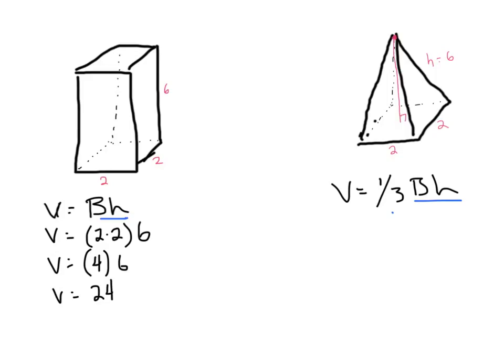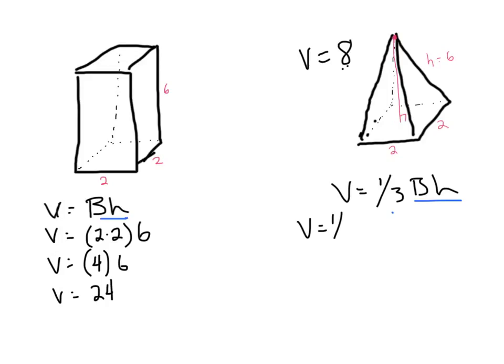Now, I'm going to go ahead and predict that my pyramid over here is going to have a volume of 8. And that's because usually, I say usually, always, our pyramids are a third of that volume. So I'm going to go ahead before I even do the math, and I'm going to say that the volume is going to be 8. But let's check it out.